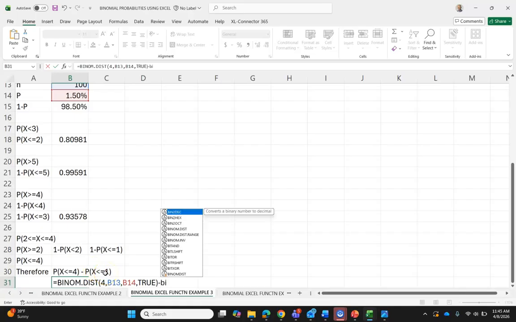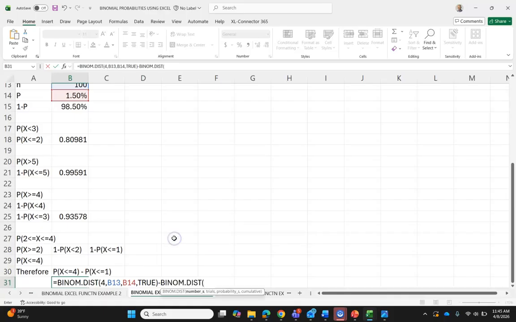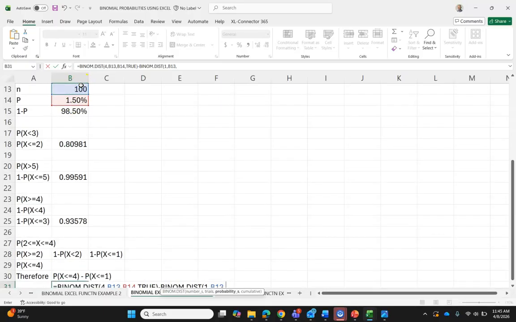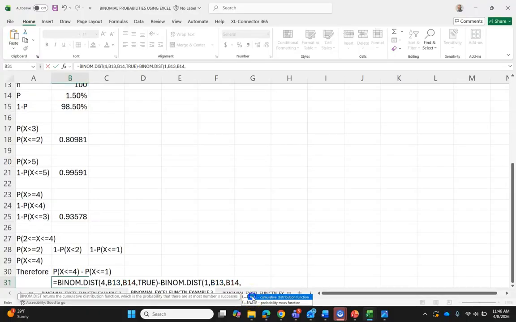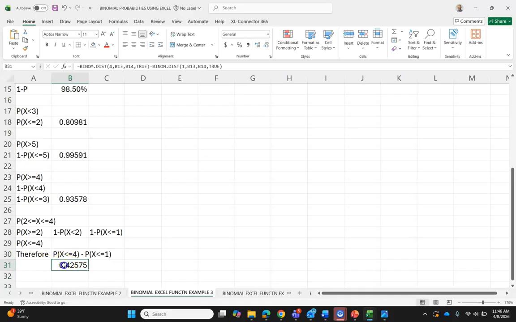So we're going to minus this. And I'm going to write binomial dist. And so we're going to put 1. And we have 100, which is the n. And I'm going to put the bracket. Then probability of success. And then bracket. And still that is true as well because it is not exact. So I'm going to select the true here. And so we can enter, and we will get the probability of in between 2 and 4. It is 0.42575.